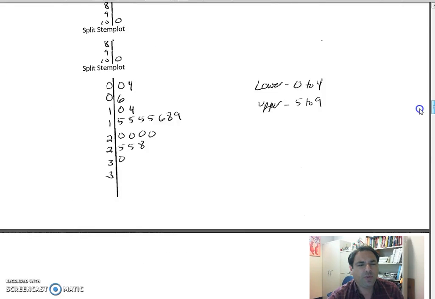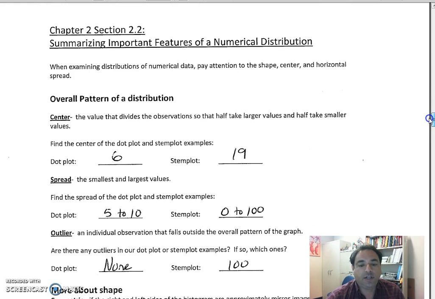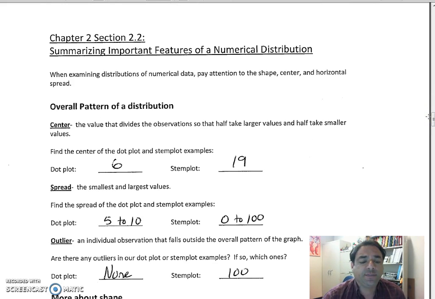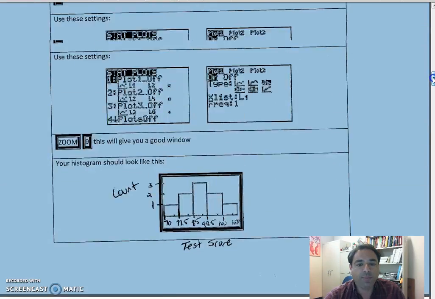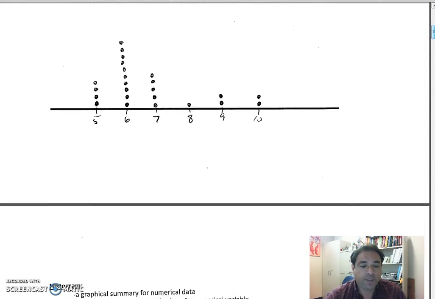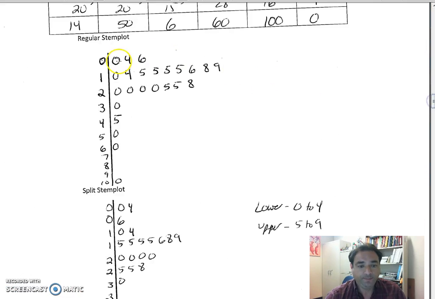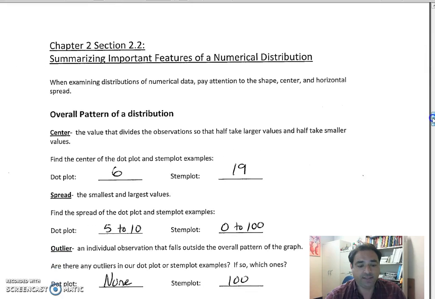Now if we go to the stem plot, the regular stem plot, again there are 24 numbers, so the center would be about the 12th one. So 1, 2, 3, 4, 5, 6, 7, 8, 9, 10, 11, 12, 19 would be the center of the stem plot. We can also look at the spread. The spread is from the lowest to the highest. So the spread for the dot plot would be from 5 hours to 10 hours. The spread for the regular stem plot would be from 0 to 100. So spread is from the lowest to the highest.